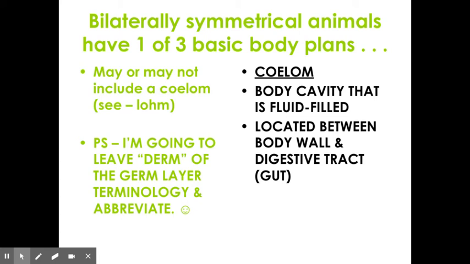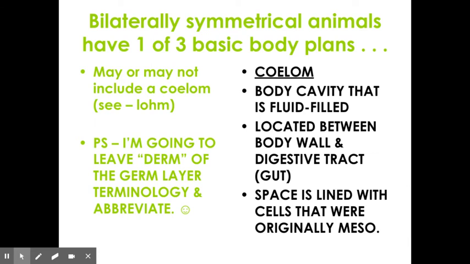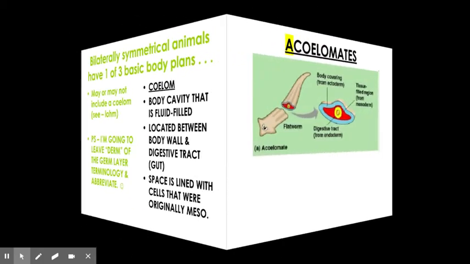Gut's a lot easier. The gut and the body wall area, that space is lined with cells that were originally mesoderm cells. So way back in early embryonic development, those inner layers of cells between the ecto and endoderm, that mesoderm, that's like the ancestor cells of the cells that you have now in those spaces.